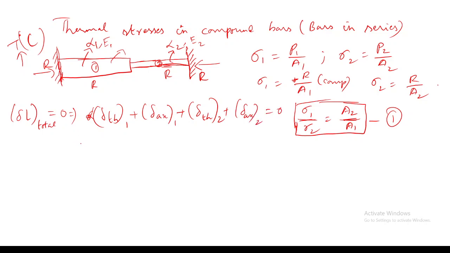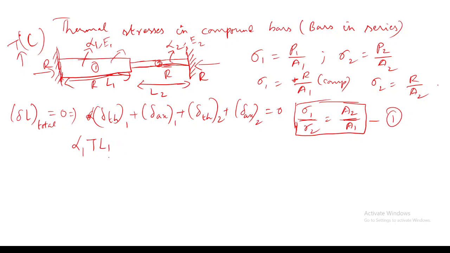What is the delta thermal of 1? Alpha 1 T into L1. Imagine these two have different lengths, L1 and L2. Based on this, I am giving you a homework problem, so you can copy this diagram also.